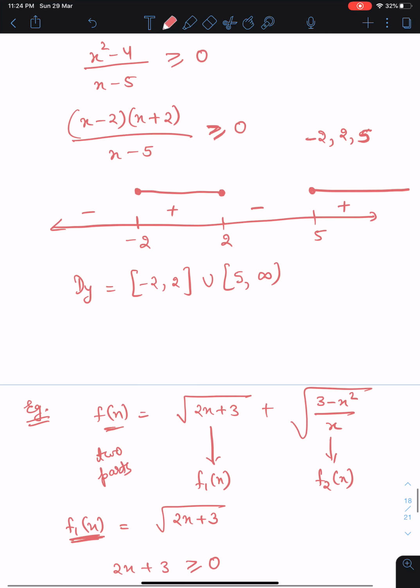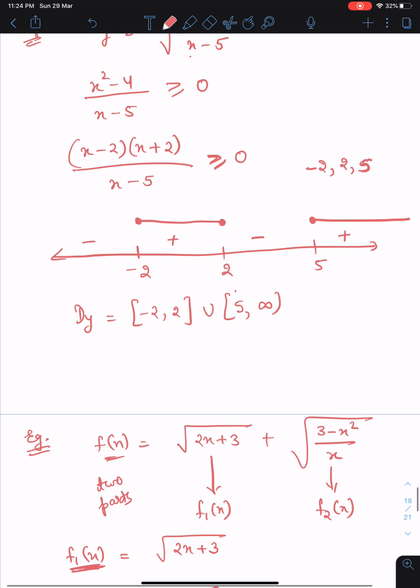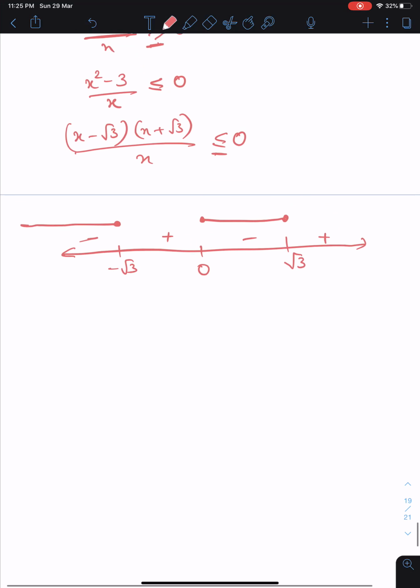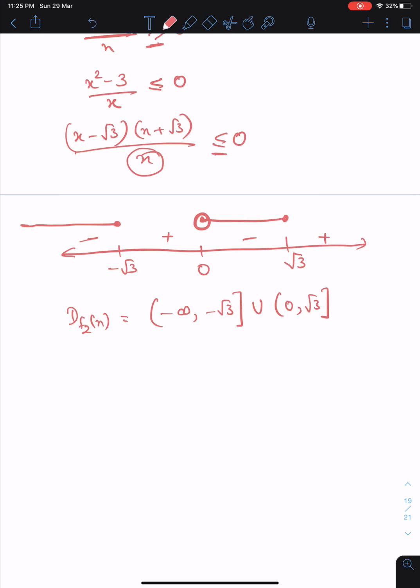One more mistake we made here is that this 0 has to be excluded. Why excluded? Because 0 is in the denominator and the denominator cannot be 0. In the same way here also, the denominator cannot accept a 0 value, so it will not be acceptable. So what is the domain of f2(x)? Your answer will be minus infinity to minus root 3 including, union 0 to root 3.